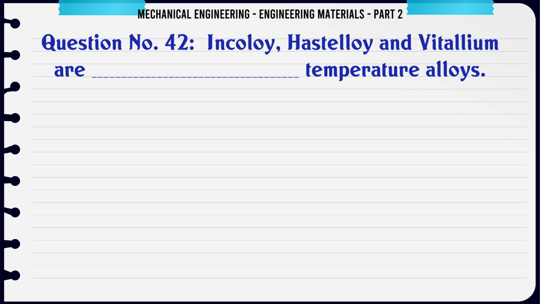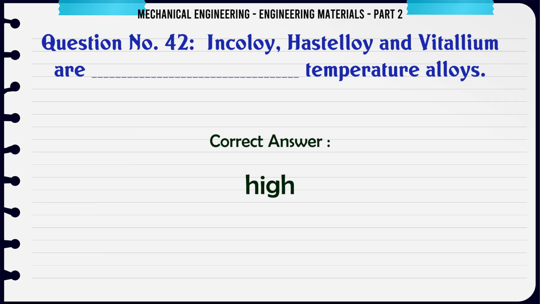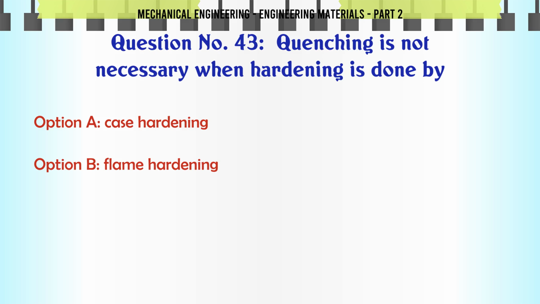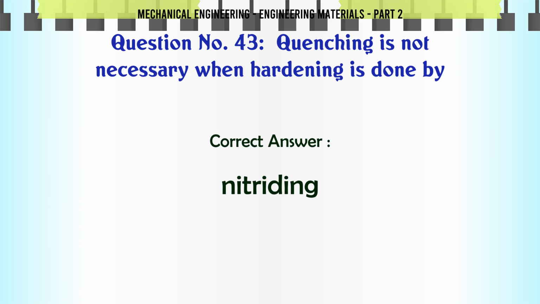Incoloy, Hastelloy and Vitallium are temperature alloys. A. High, B. Low, C. D. The correct answer is high. Quenching is not necessary when hardening is done by A. Case hardening, B. Flame hardening, C. Nitriding, D. Any one of these. The correct answer is nitriding.